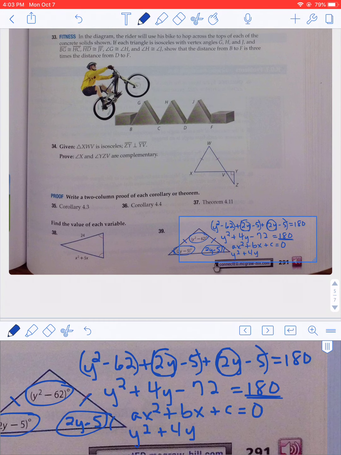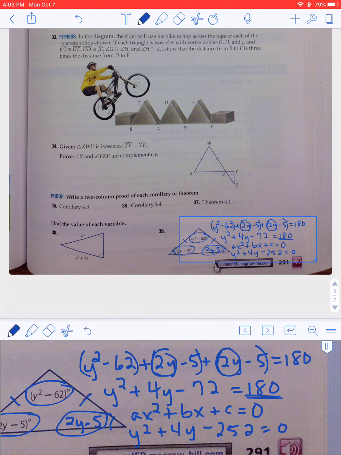So I'm going to add 180 to both sides, and what that's going to do is give me, I'm sorry, I meant to say subtract 180. I can't remember what I just said. But if I subtract 180 from negative 72, that's like adding two negative numbers, right? So I'm going to get a negative 252.